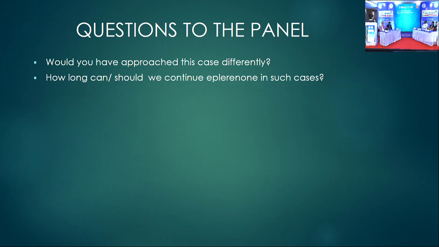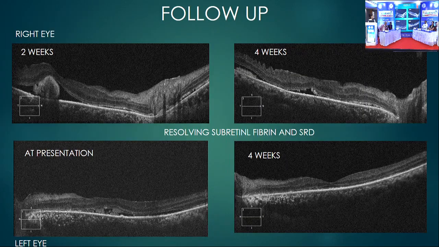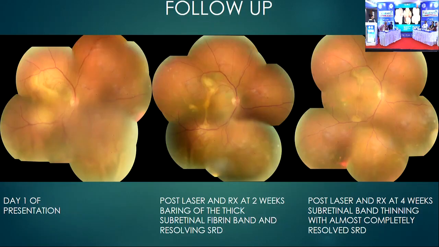BCVA, you didn't tell what happened to BCVA. Yeah, sorry, I did not mention that. So the BCVA of the right eye became finger counting 1 meter. The left eye was maintained at 6/18. It didn't improve.